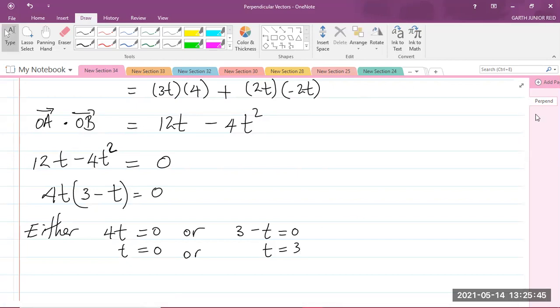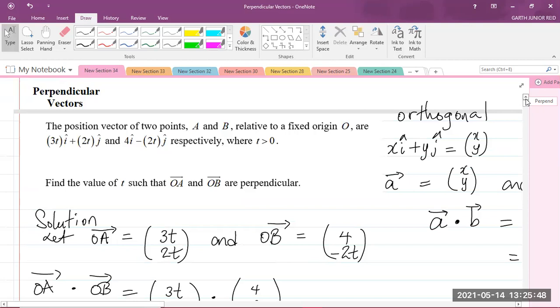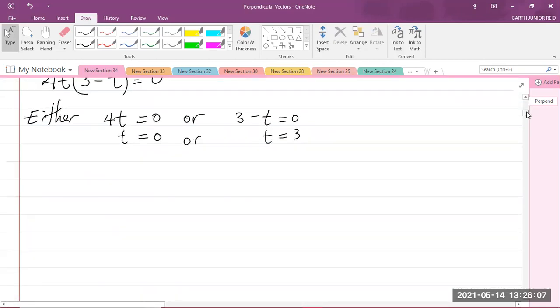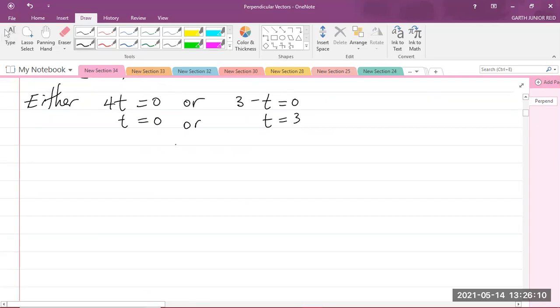But let us go back to the question. The question said, find the value of t. All right, but remember here, it says where t must be greater than 0. Let's go back to our solution now. So we said that either t is equal to 0 or t is equal to 3. Now the only value that is greater than 0 is this one here. All right, so it means that t is equal to 3 is going to be our solution.